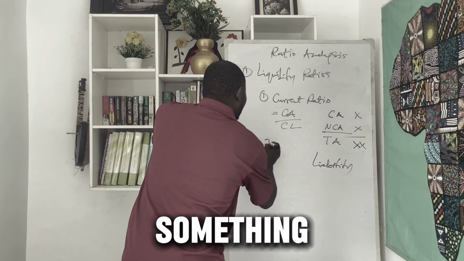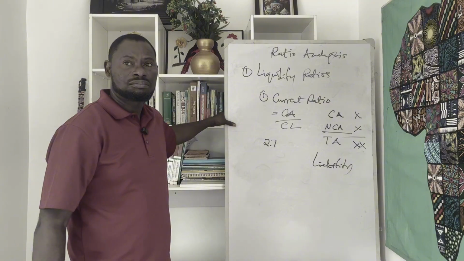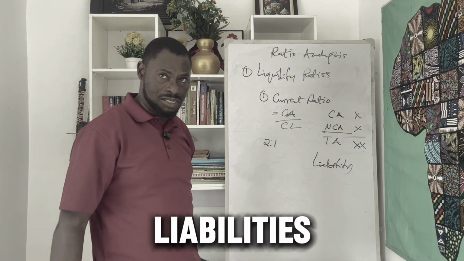So if you have something like 2:1, this is the ideal. It means you have more current assets over current liabilities.